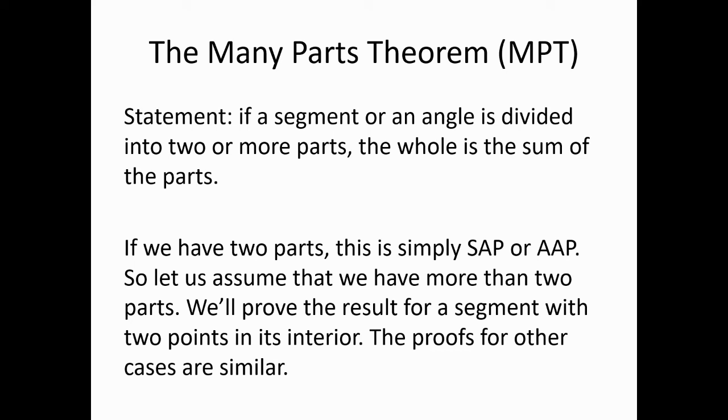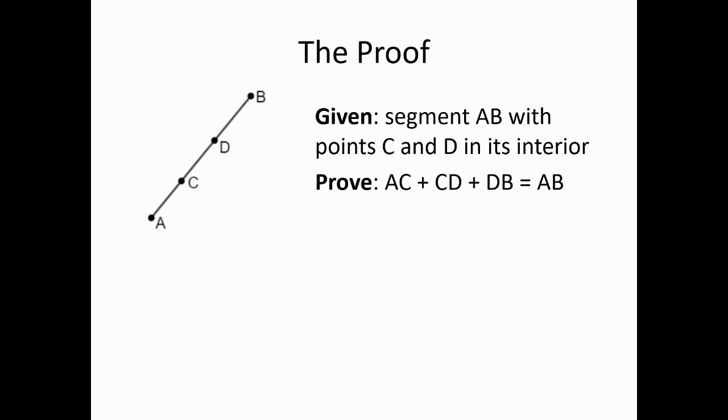It says that if a segment or an angle is divided into two or more parts, then the whole is the sum of the parts. Well, of course, we know if we have two parts, then by the segment addition postulate or the angle addition postulate, the sum of those two parts is equal to the whole. But strictly, the segment addition postulate and the angle addition postulate don't tell us what to do if we have more than two parts. So that's what's covered in this particular theorem. If we have many parts, 2 or 3 or 4 or 12 or 12,000, whatever, the sum of all of them together is equal to the whole.